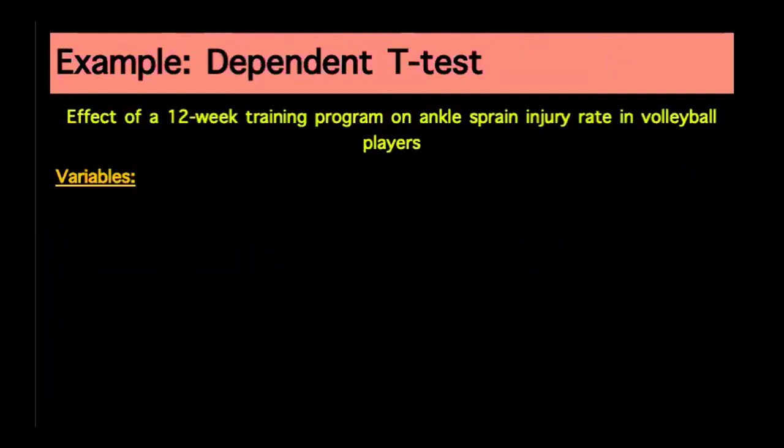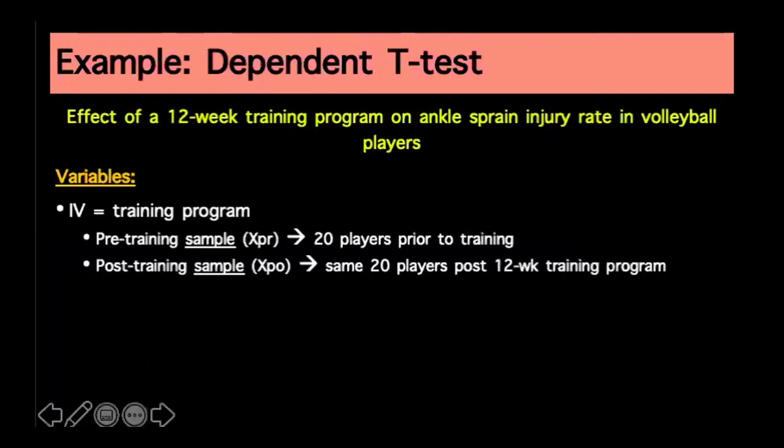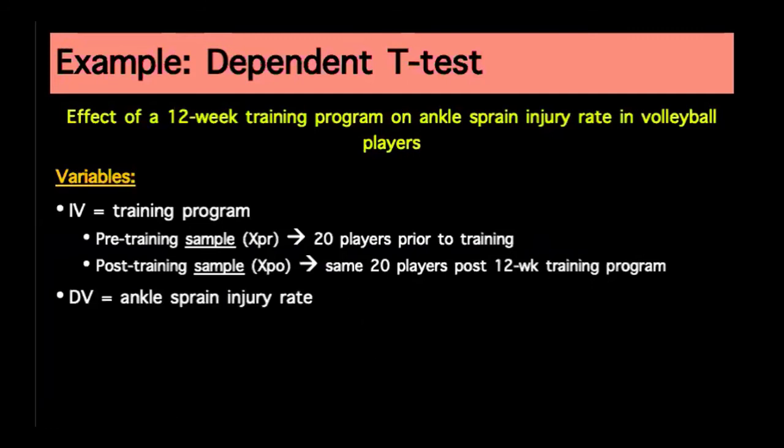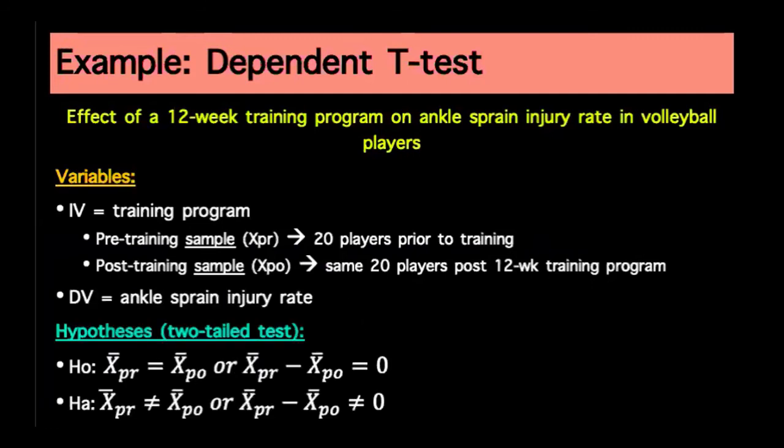Instead of having two separate samples, maybe we only have 20 players and we take a measurement prior to the training program as well as a measurement post-training program, okay? So whenever I give you guys research scenarios, looking into how the subjects are measured is really, really important, okay? But again, we have our dependent variable and we create our hypotheses saying, are the pre-test means of ankle sprain injuries going to be the same as the post-test means?